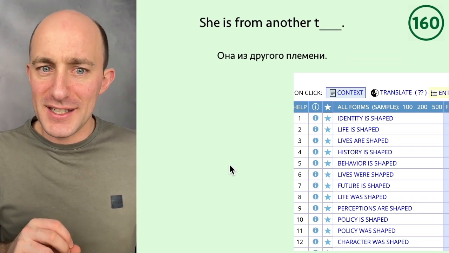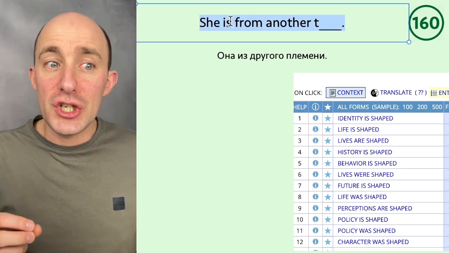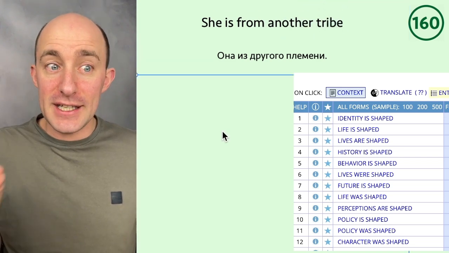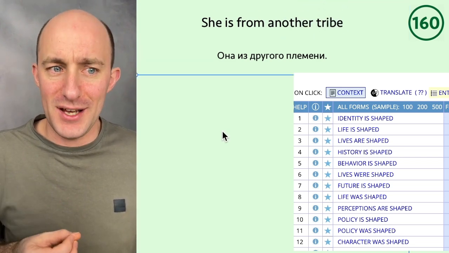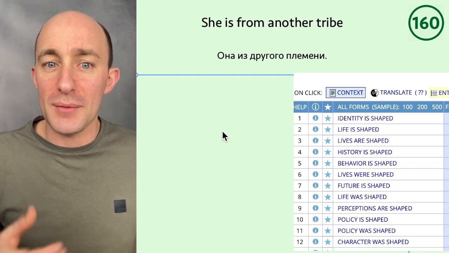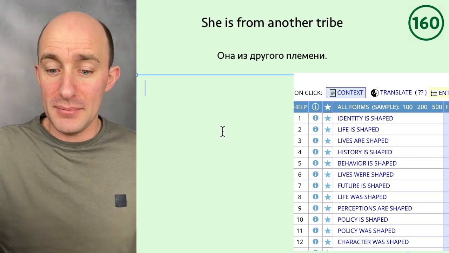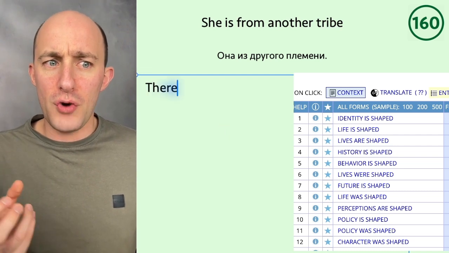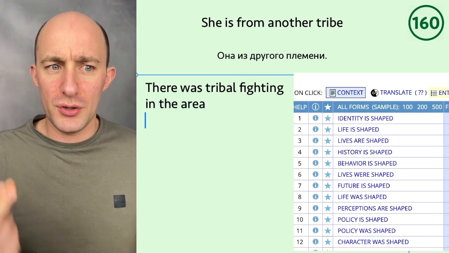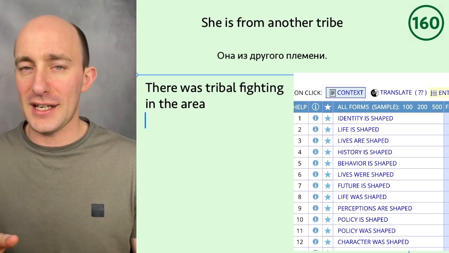Number 160. Она из другого племени. She is from another tribe. Don't forget that TR is usually pronounced with a sh sound. Ch, ch, ch, tribe. Tribe. She's from another tribe. We often use the adjective tribal as well. There was tribal fighting in the area. Tribe, tribal. And that is the last word in the first set of 10 words in today's lesson.